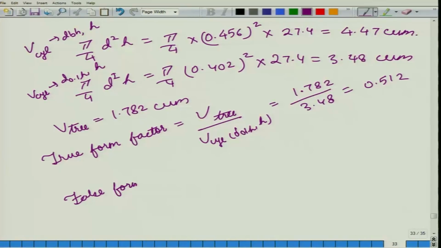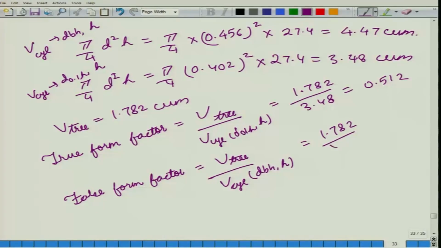and the false form factor is equal to the volume of the tree divided by the volume of the cylinder with dBH and height. So, this becomes 1.782 divided by 4.47 is equal to 0.399. So, these are the true and the false form factors. As we can see in this example, it is very easy to calculate the form factors and the form quotients.